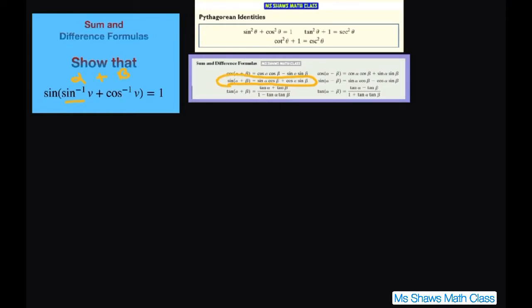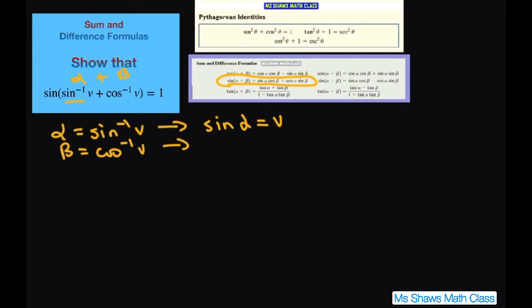All right. So alpha equals sine inverse of v. That means sine of alpha equals v. Beta equals inverse cosine of v. Therefore, cosine of beta equals v. That just means sine of alpha equals cosine of beta, basically, because v equals v.